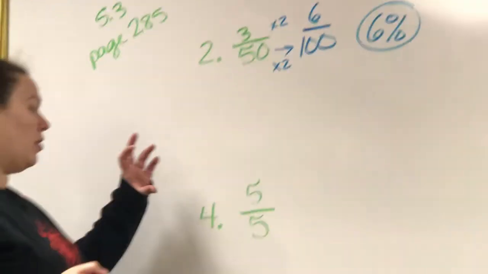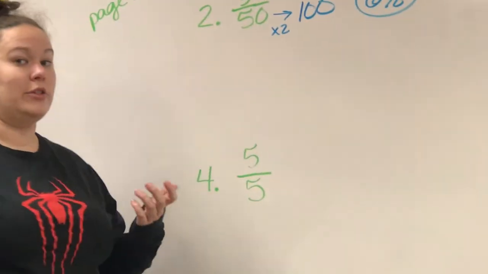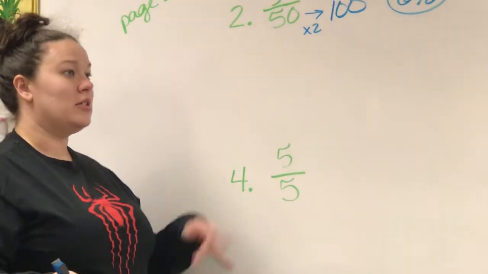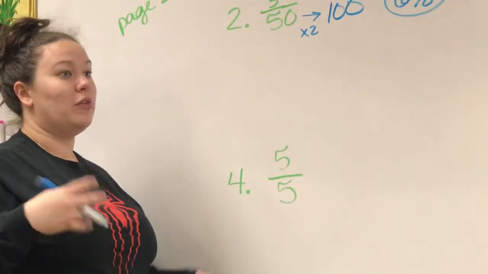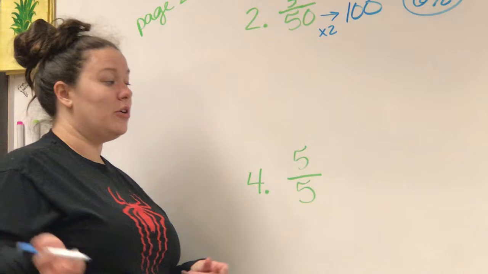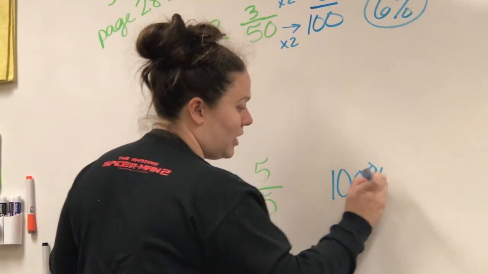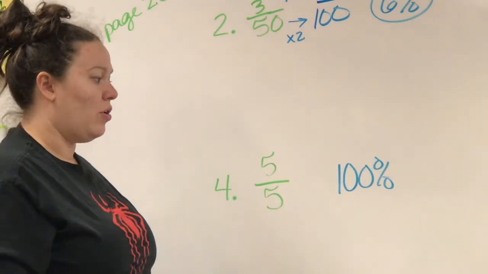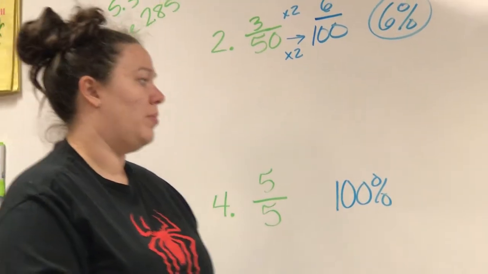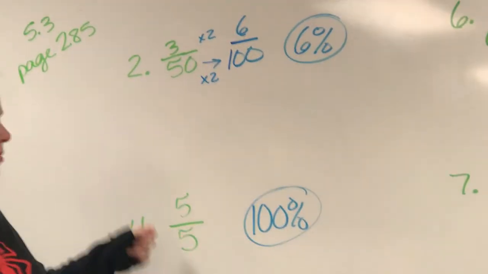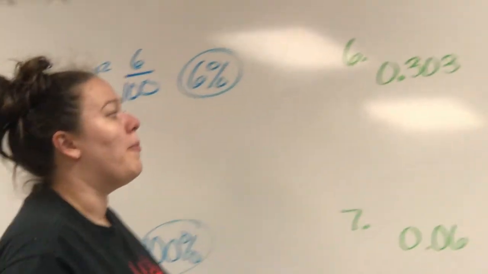Okay. Number 4, quick trick. Anytime it's a number over the same number, such as 5 over 5, 3 over 3, 100 out of 100, it's always going to be 100%. Okay, it's full, it's total, it's perfect. So you can put that in your notes. If it's the same number over the same number, we're good to go.